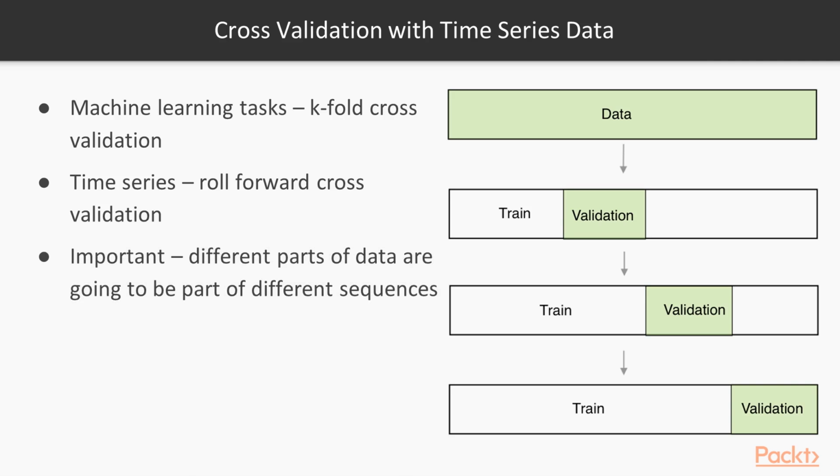This is important as different parts of data are going to be part of different sequences and it is important to account for it. So we can't just train it on a random part of the data and validate on some other part of the data which is far away. It is important to train it in sequence and then validate in sequence. The sequence aspect of it makes it very crucial that we test it in the right way.